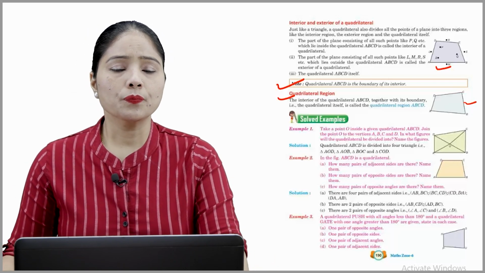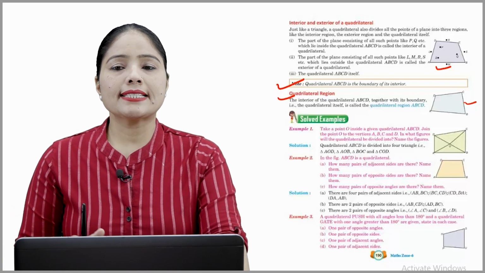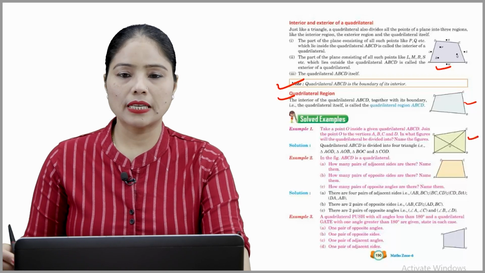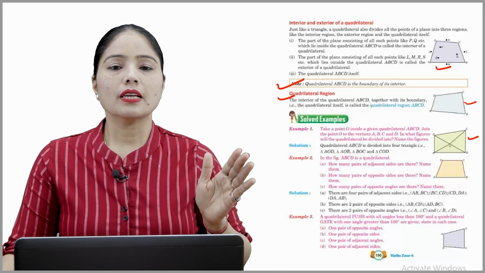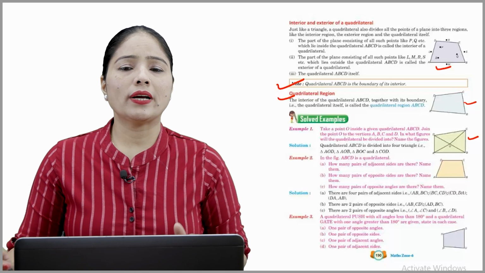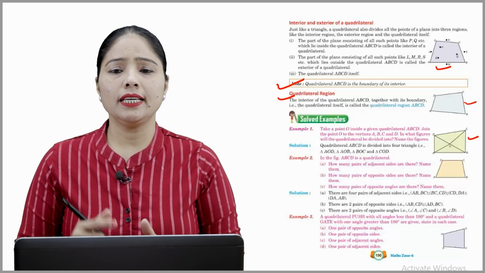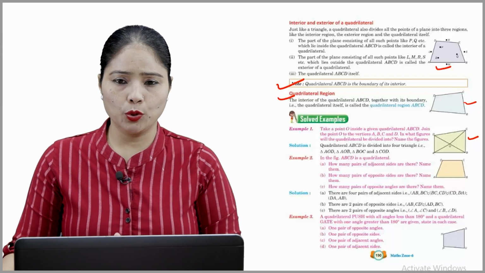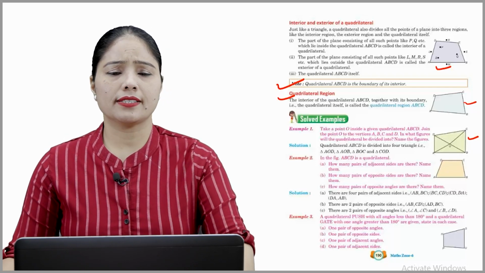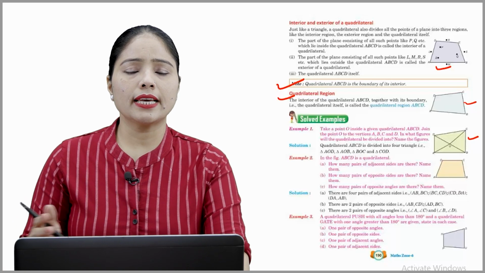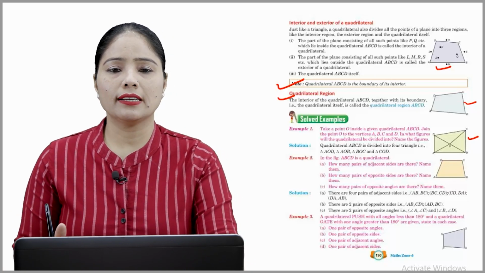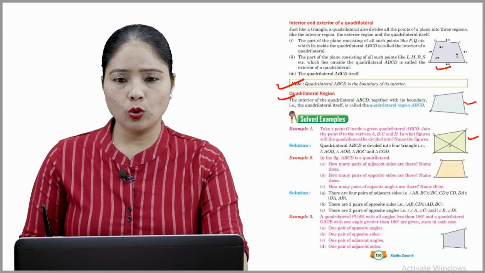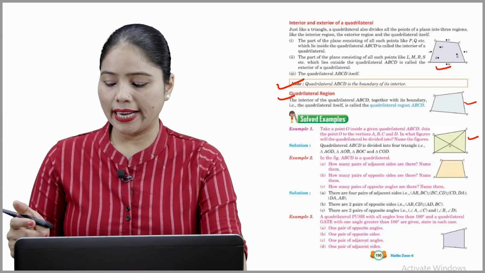Example number 1. Take a point O inside a given quadrilateral ABCD, like this. Join the point O to the vertices A, B, C, D. Into what figures will the quadrilateral be divided? Name the figures. Solution: Quadrilateral ABCD divides into 4 triangles: triangle AOD, triangle AOB, triangle BOC and triangle COD. Like this. Okay.